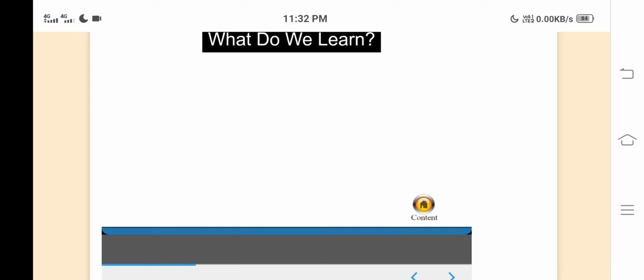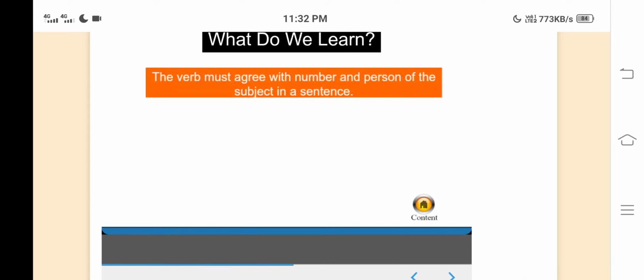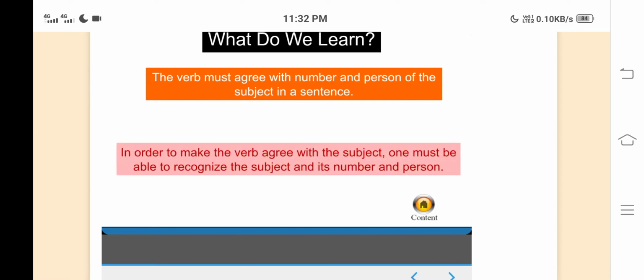What do we learn from the above examples? The verb must agree with number and person of the subject in a sentence. In order to make the verb agree with the subject, one must be able to recognize the subject and its number and person.